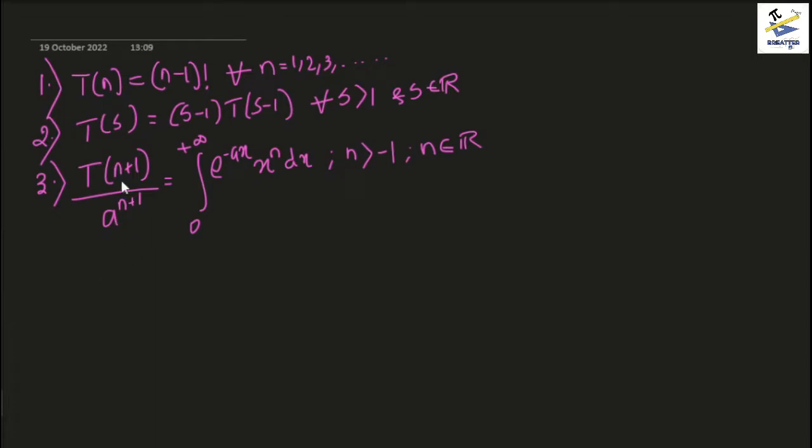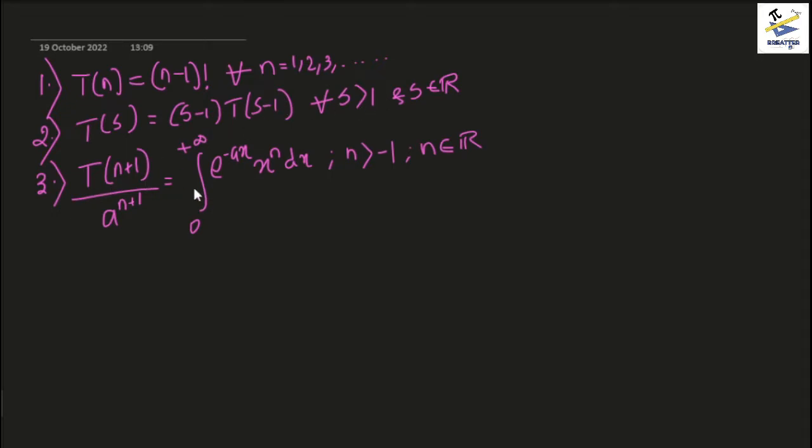So as you can see, gamma of n is n minus 1 factorial for all n natural numbers. This was the result we found in the first video. Then we had the recursive function for gamma, which is gamma of s is basically s minus 1 into gamma of s minus 1 for all s greater than 1.